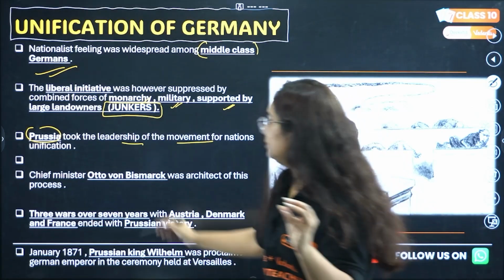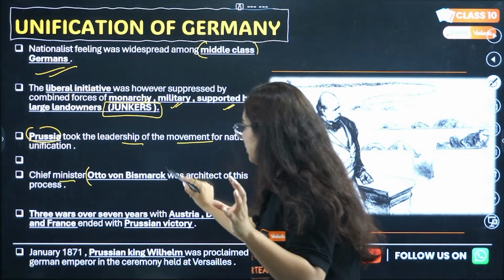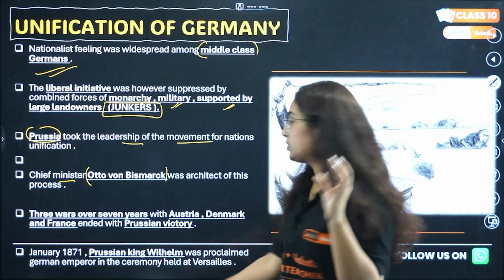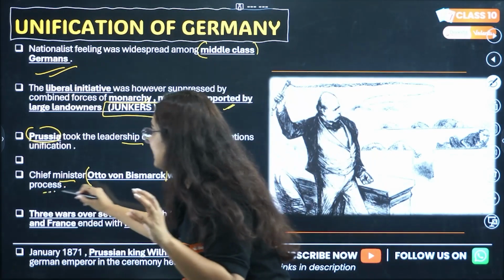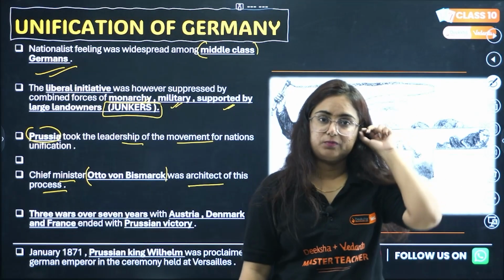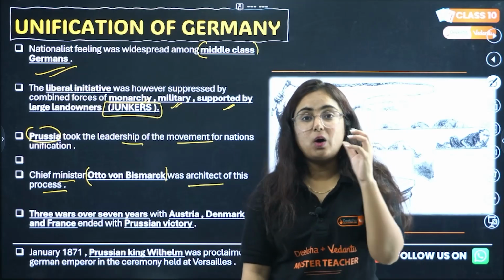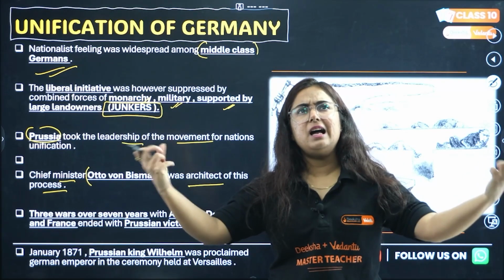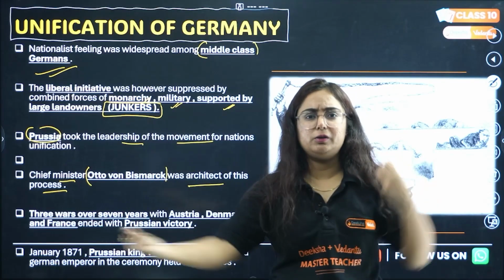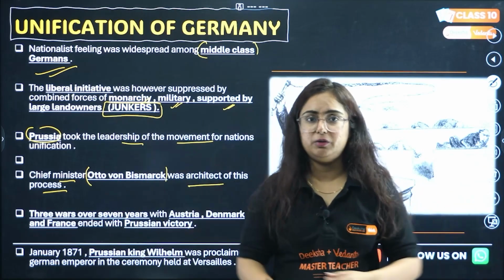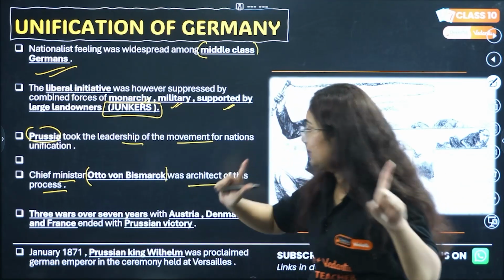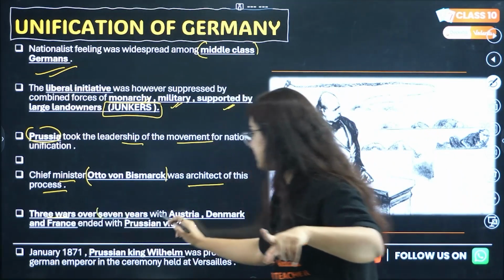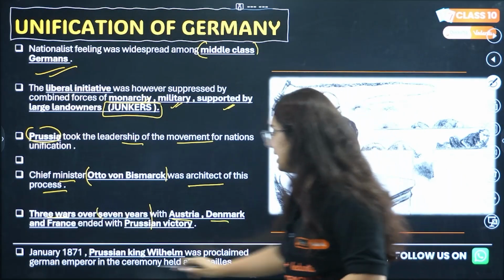At this time, the chief minister of Prussia was Otto von Bismarck, who is considered the architect of this process. Okay, who is considered what? The architect of this process, or we can say the mastermind behind German unification, the sword behind German unification. Why? Because he fought 3 wars over 7 years with Austria, Denmark and France.